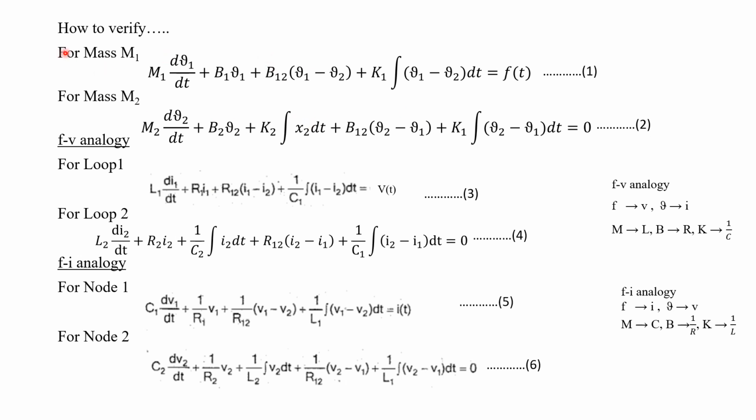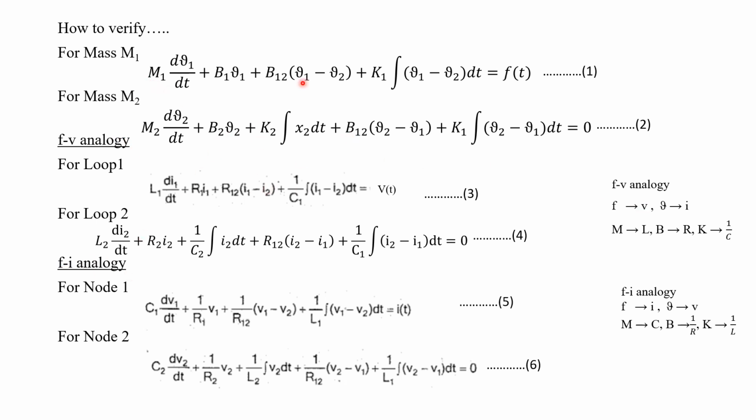Here for mass M1, we already derived equation number 1. For mass M2, by drawing the free body diagram, we have derived equation number 2. Then in the force to voltage analogy, for loop 1 we have derived this, and for loop 2 we have derived this. Now what we are going to do is compare. Equations 3 and 4 are equivalent to equations 1 and 2 respectively, isn't it? That means equation 3 is equivalent to equation 1 and equation 4 is equivalent to equation 2. Now we are considering only the force to voltage analogy. Next I will explain the force to current analogy.